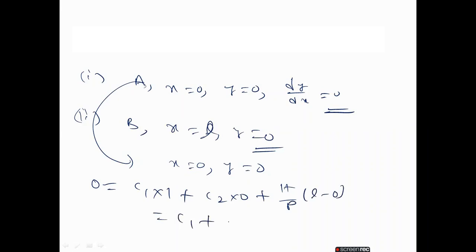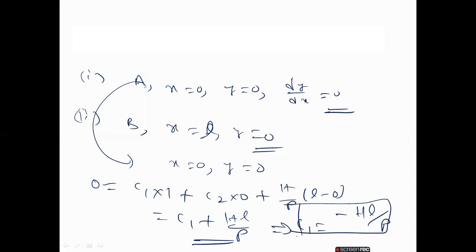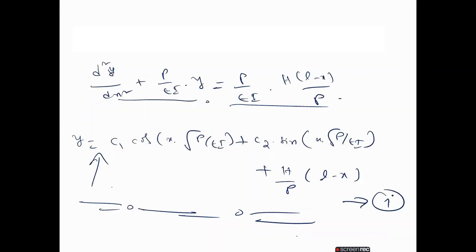So then it is nothing but c1 plus hl by p. So c1, what we got finally, is minus hl by p. So this is what we got from the c1. Now differentiate this equation, since at the point B there is a dy by dx. When you want to substitute dy by dx, first you have to differentiate this equation. So once you differentiate this equation with respect to x, what happens?